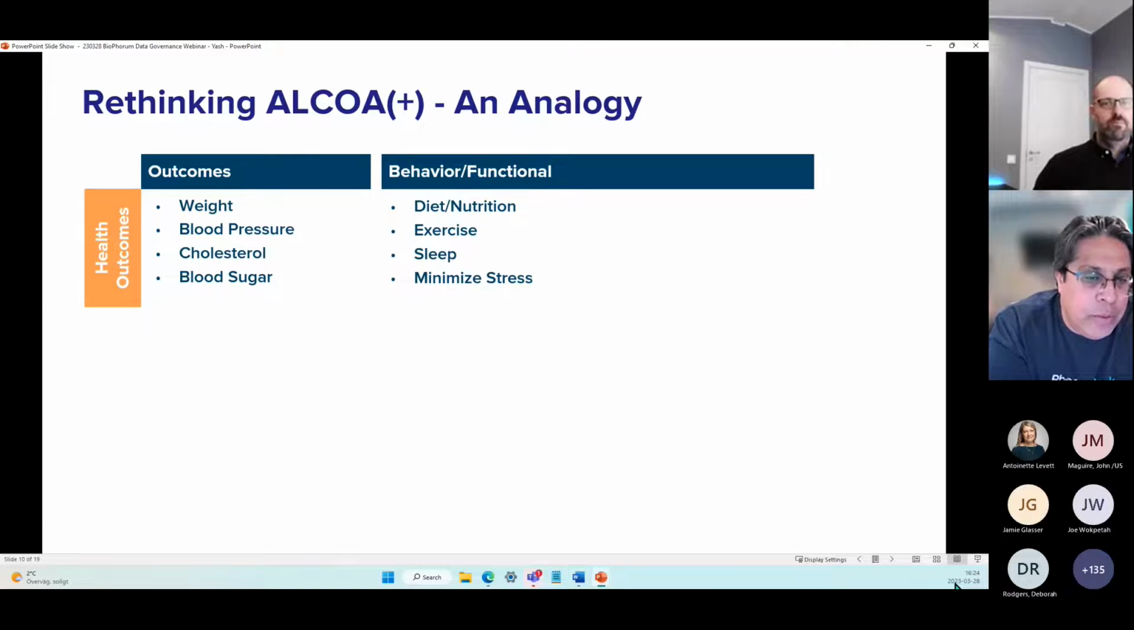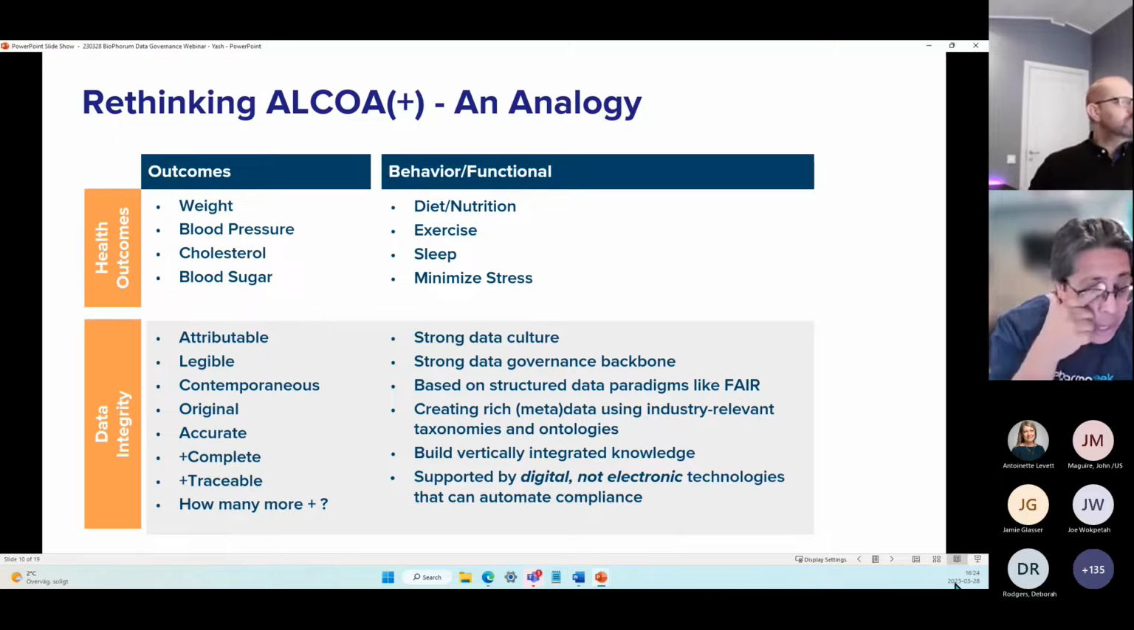So if you're better at diet and nutrition, you exercise regularly, you get good sleep, you minimize your stress, these are behavioral approaches that will lead to the outcomes of lower weight, better blood pressure, cholesterol, and blood sugar. And you can apply this same analogy to the idea of data integrity, where if you think about ALCOA really as the outcomes, these are the static properties of your document, if you will.